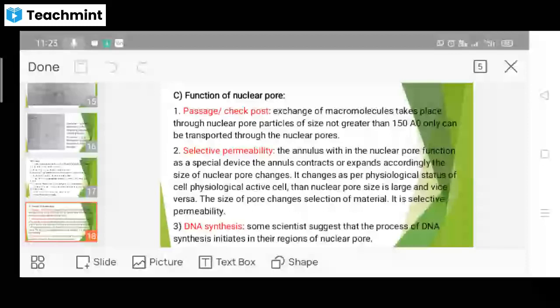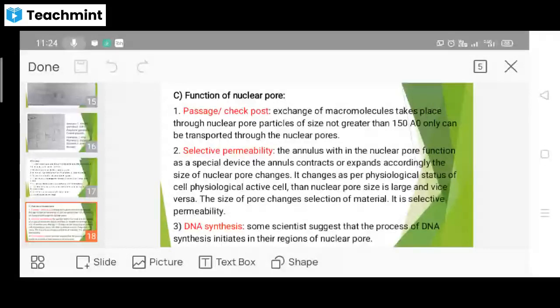So if the particle size is small, then automatically the annulus will contract, and then this particle will pass. If a somewhat larger particle wants to transmit through this pore, then at that time the annulus will expand. थोड़ा बड़ा हो जाएगा और उससे जो पार्टिकल्स है पार्टिकल्स ट्रांसफर हो जाएंगे और पास हो जाएंगे. That means the transportation of the particle is related to the size of the annulus.